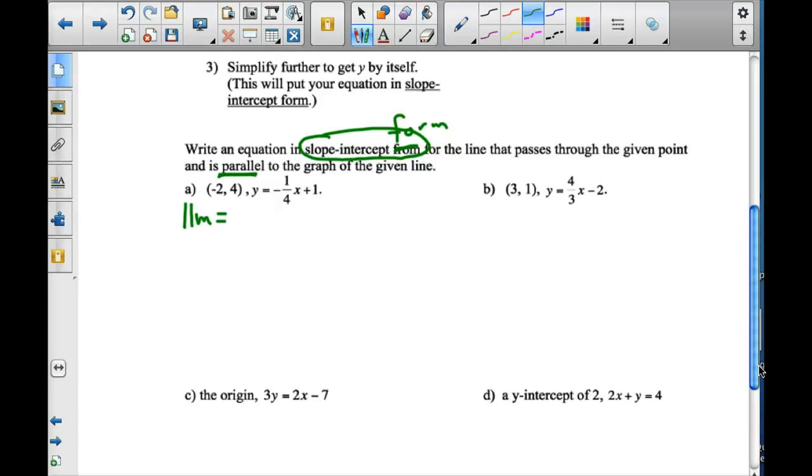Murph? -1/4. Yeah, it's going to be the same. And we know the slope of the first line is -1/4 because that's in slope-intercept form. So you're going to see where we're going with this on Wednesday when we start doing perpendicular lines. Okay? And I'll show you the perpendicular symbol on Wednesday. But anyways, there's the parallel slope. So, everybody take the given point and the parallel slope and write the equation in point slope form. Go. You know how to do this.